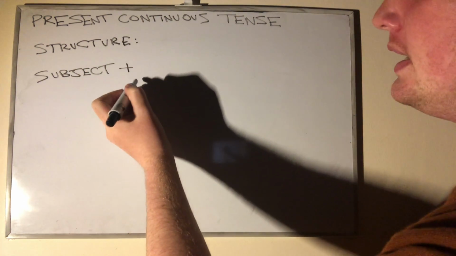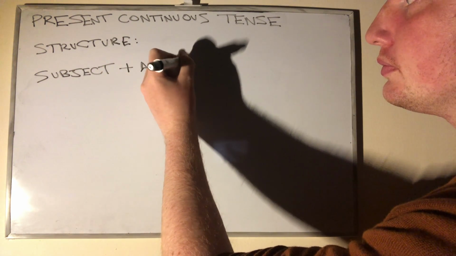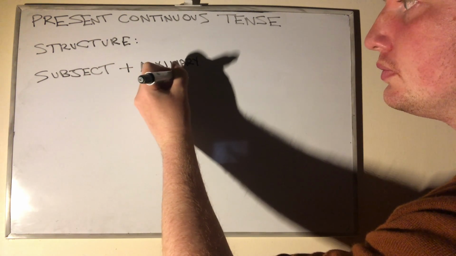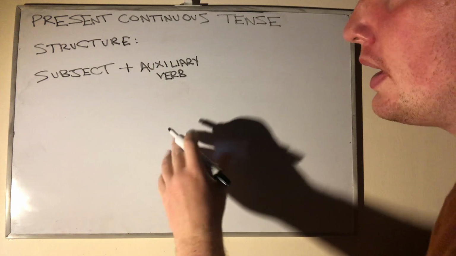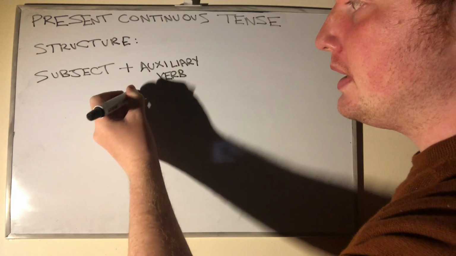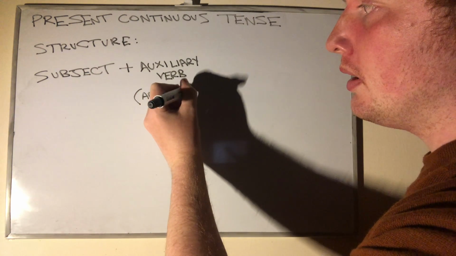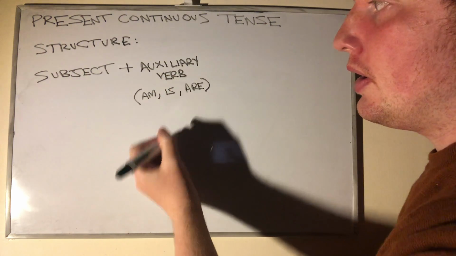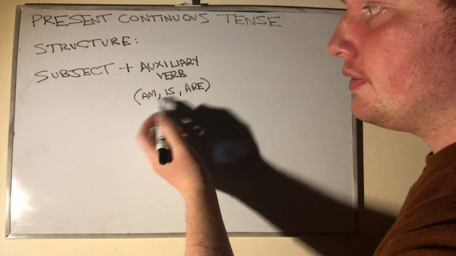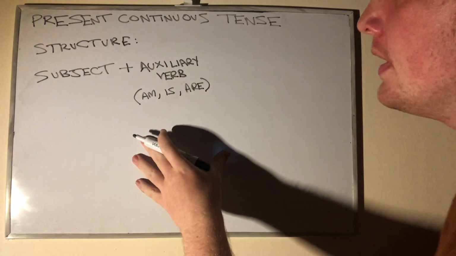We would need our auxiliary verb. And that would be either am, is, or are. Notice that these are all forms of the verb to be. By the way, this is the positive form. We'll look at the negative form later.